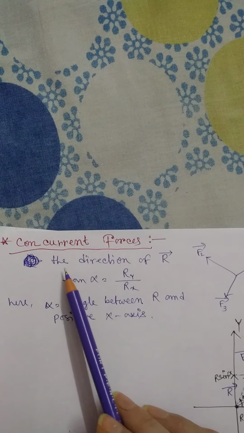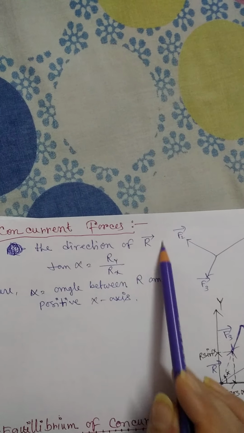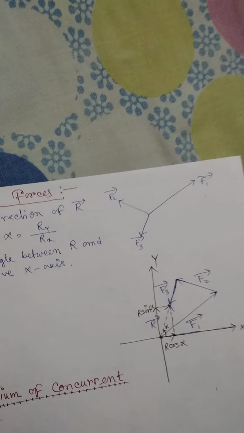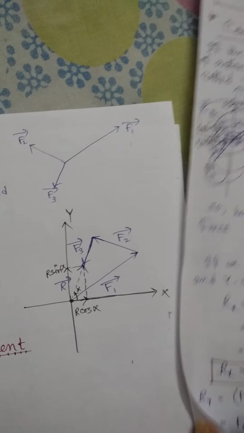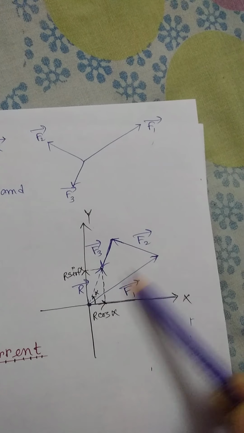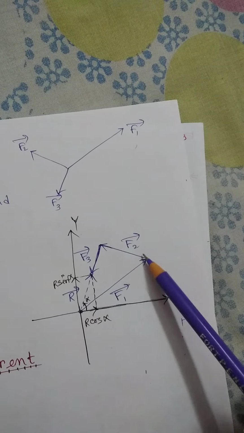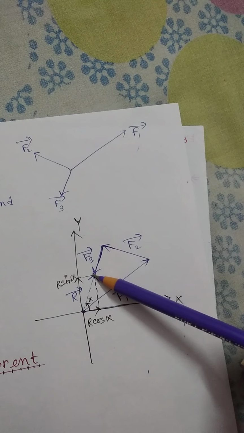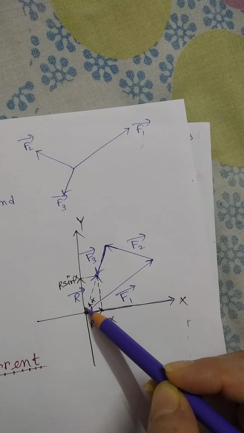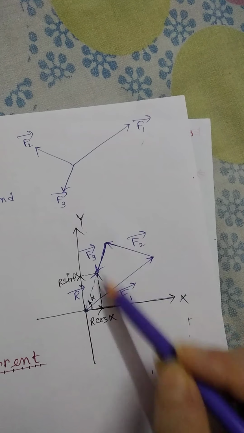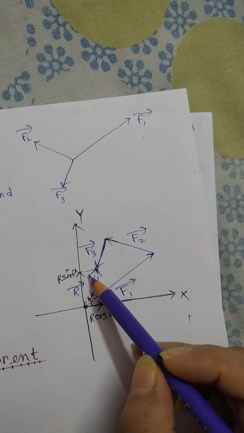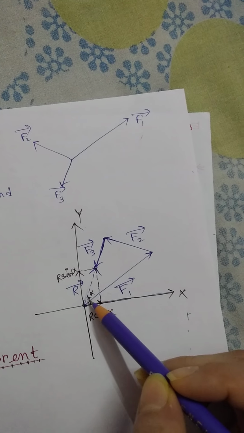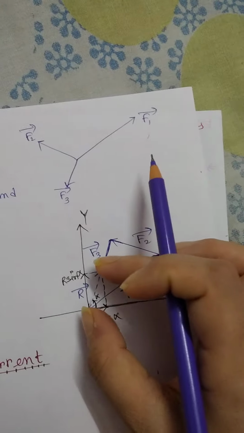So for concurrent forces, this is the rest of the part. The direction of R vector: just look here, if we add all these forces, this is F1, and then if we take F2 and add this, and then if we take F3 and add this, then we get this resultant vector, right? This is the head-tail method. So this is the R vector.